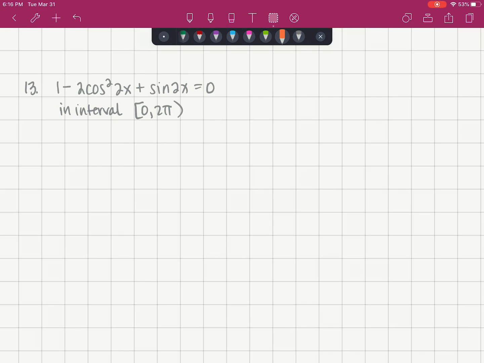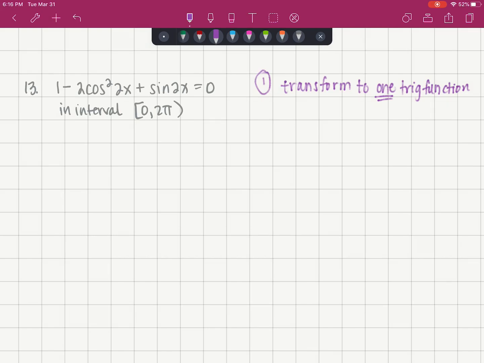Okay, so this problem is really interesting because we have two different things going on. We've got the quadratic in nature. We also have two different trig functions. So you want to try first to transform to one trig function.